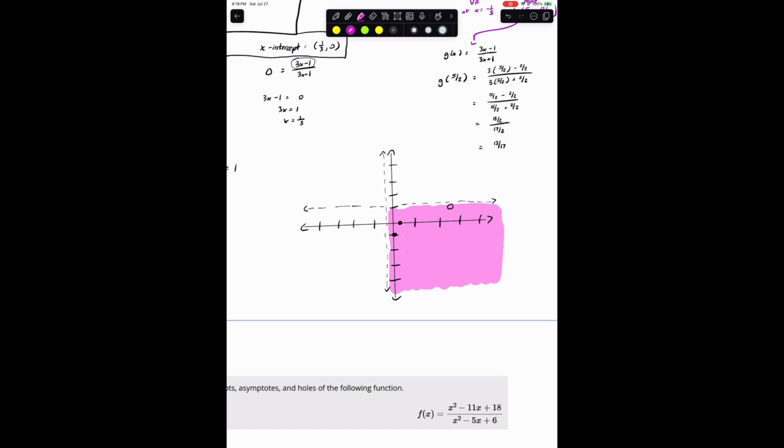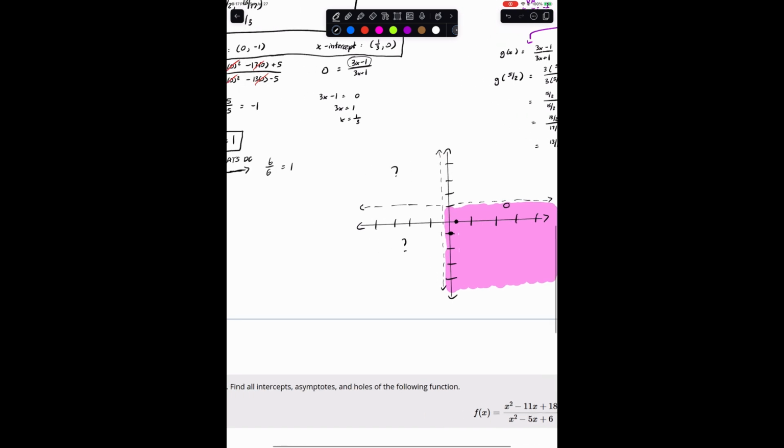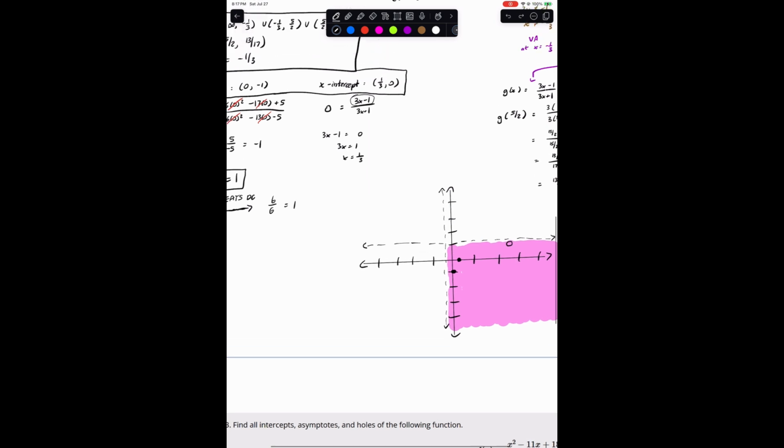Now, the thing is, what region do I choose here? Generally speaking, you want to go diagonally across. Sorry, that's wrong. If you're curious which one to choose, you plug in a point. So we can plug in like -2.